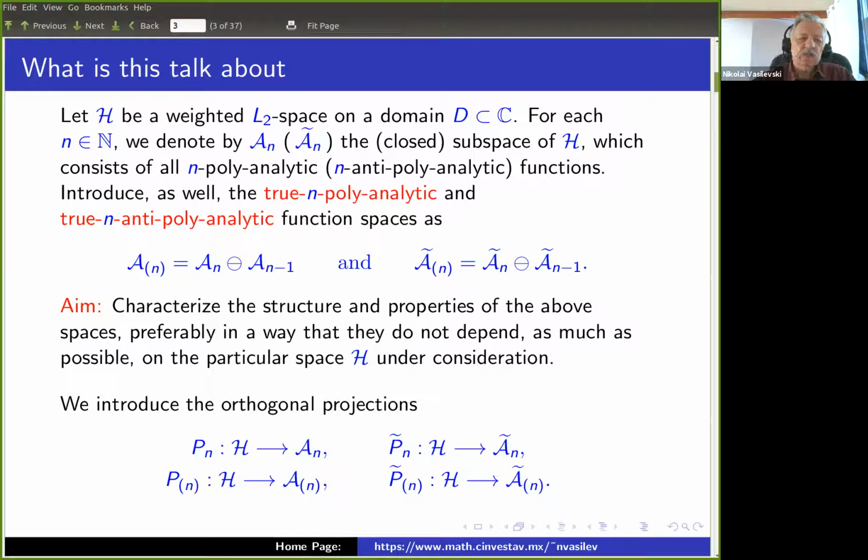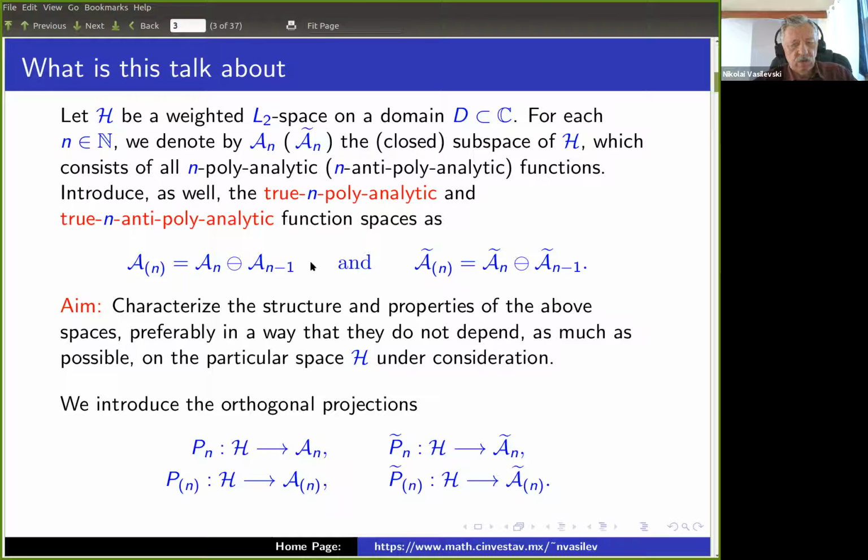One can introduce as well the so-called true n-polyanalytic functions. This is the direct difference between n-polyanalytic functions and n minus 1 polyanalytic functions. That is, those functions that satisfy the nth power of the Cauchy-Riemann equation, but not the n minus 1, n minus 2, and so on, power.